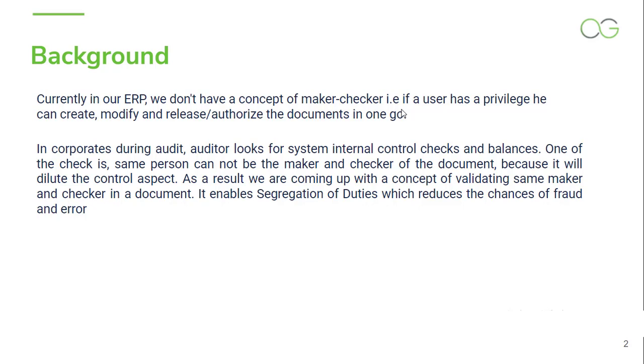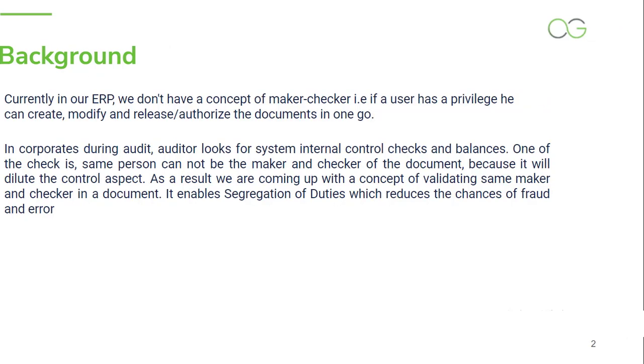That is, if a user has a privilege, he can create, modify and release or authorize the documents in one go. During audit of corporates, the auditor looks for system internal control checks and balances. One of the checks is that the same person cannot be the maker and checker of the document because it will dilute the control aspect. As a result, we are coming up with a concept of validating same maker and checker in a document. It enables segregation of duties, which reduces the chances of fraud and error.